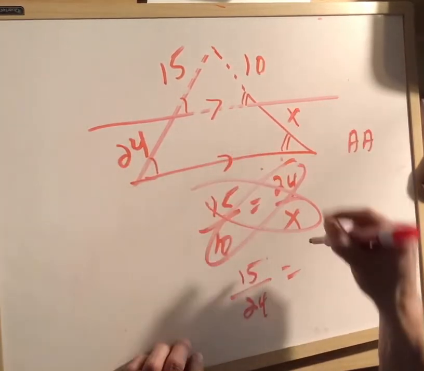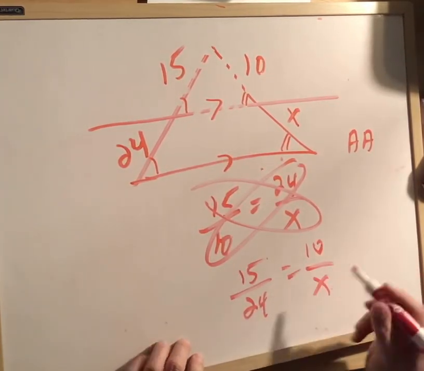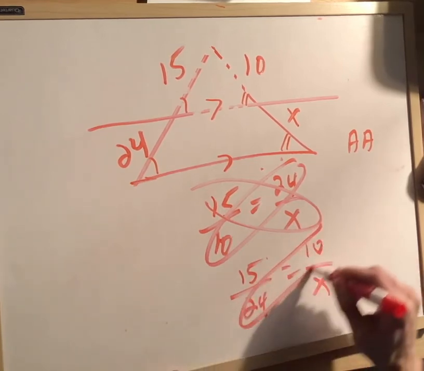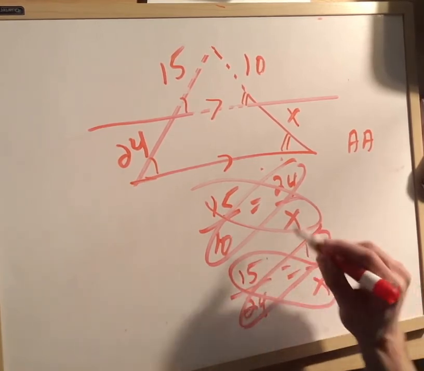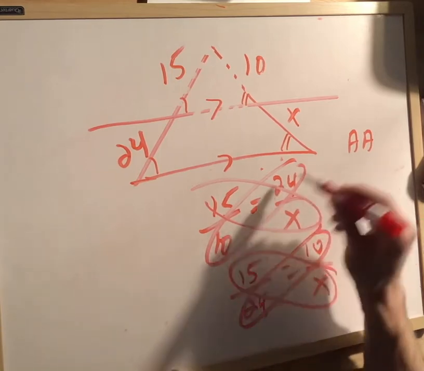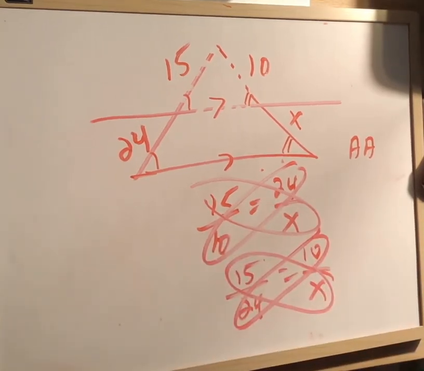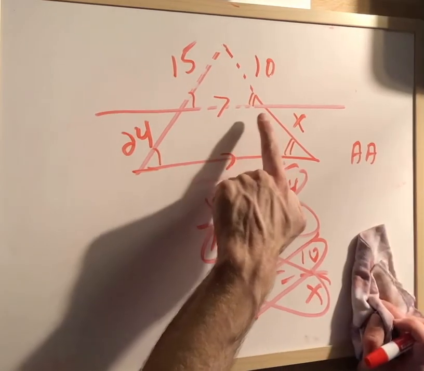equals 10 over x. Watch, no matter how you do it, you see how you're doing 24 times 10 equals 15 times x. Look, 15 times x equals 24 times 10. No matter how you set it up. The one that kind of gave people a little trouble is when you were given the bottom side.